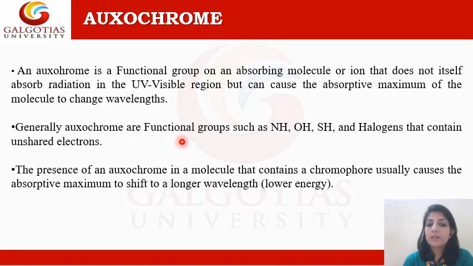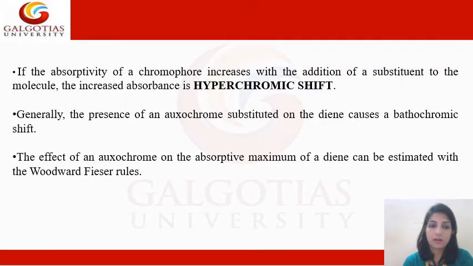Generally, oxochromes are functional groups like NH, OH, SH and halogens that contain unshared electrons. The presence of an oxochrome in a molecule that contains a chromophore usually causes the absorption maxima to shift to a longer wavelength, that is, lower energy. Longer wavelength, lower energy.